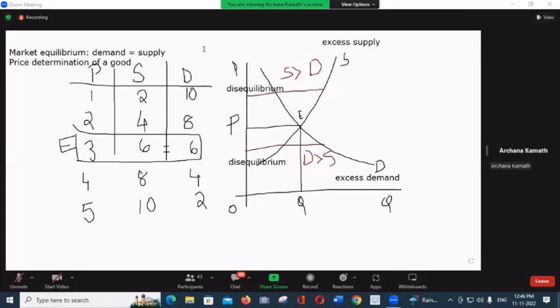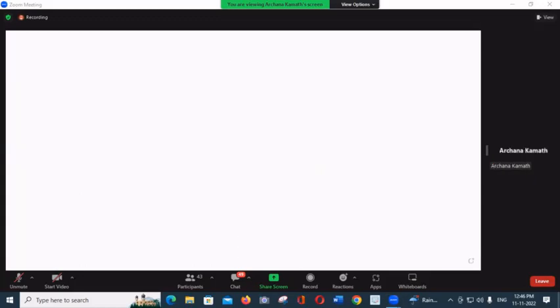I'm erasing the board. Next one is regarding the shifting. Changes in demand and supply due to shifting. We'll take 3 instances. First instance is changes in demand while we keep supply constant. Changes in demand, and we are expecting the supply remaining the same.